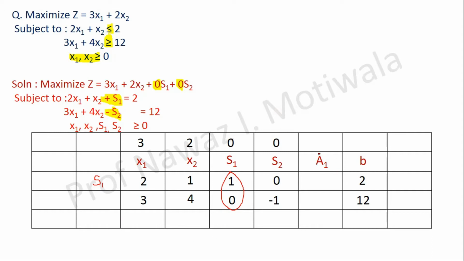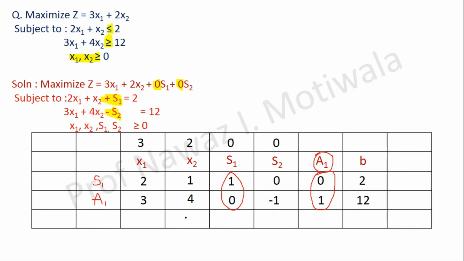If there is a1, which is an artificial variable, the coefficients corresponding to it will be 0 and 1, because we want 0 and 1 to complete our identity matrix. Now we have already entered 0 and 1, that means this will come here as my basic variable.